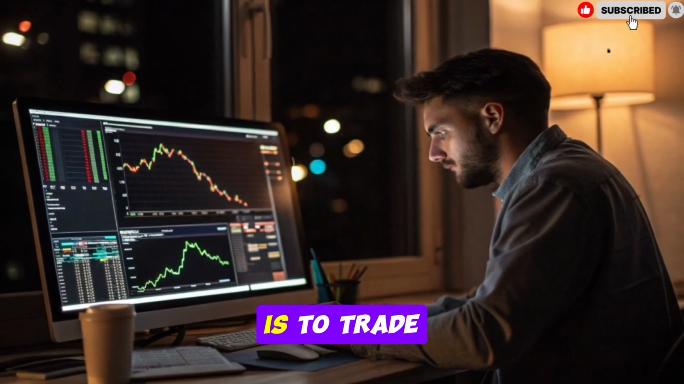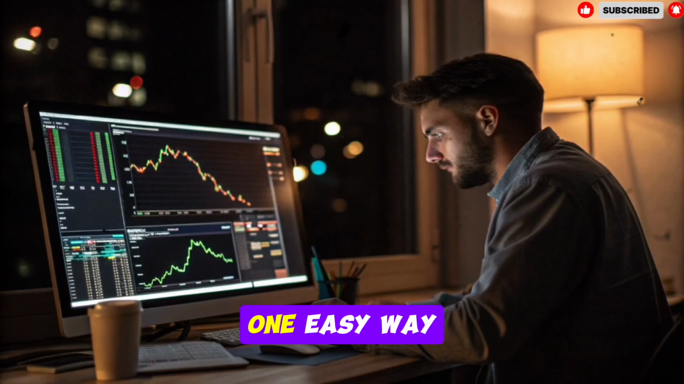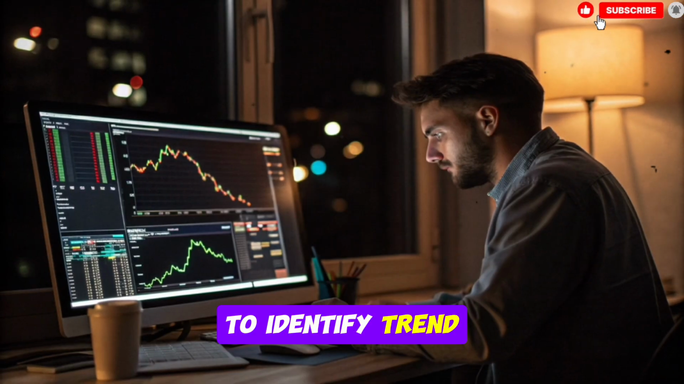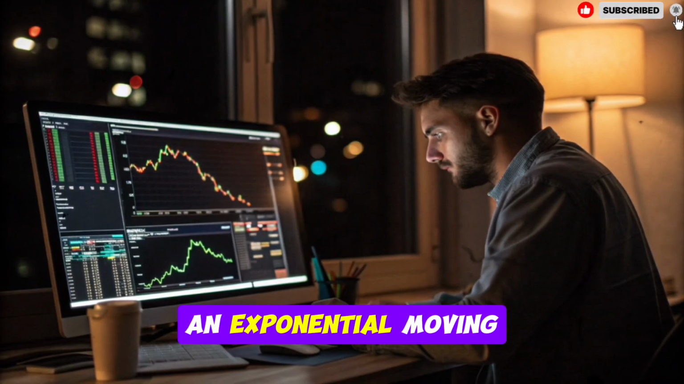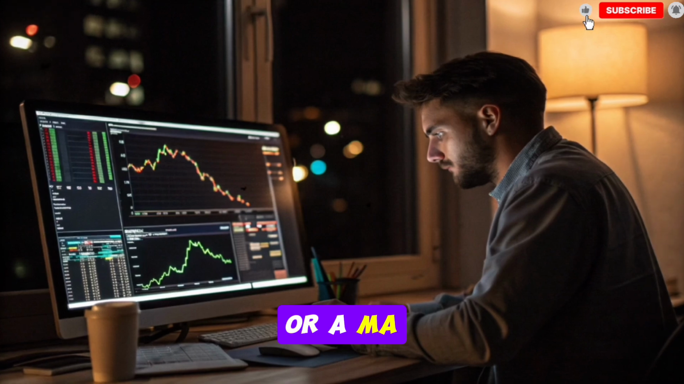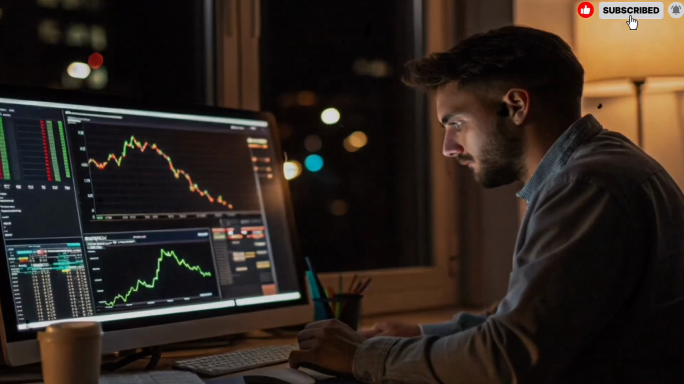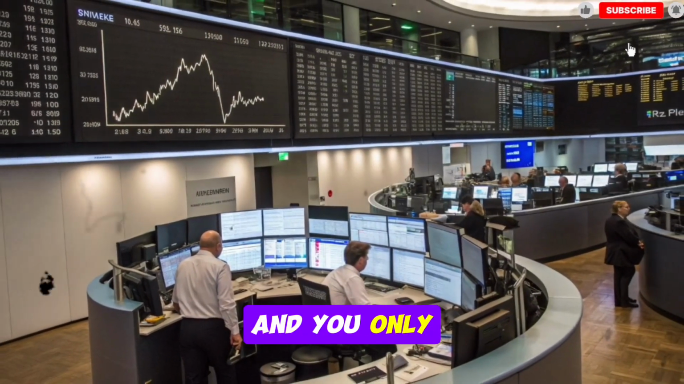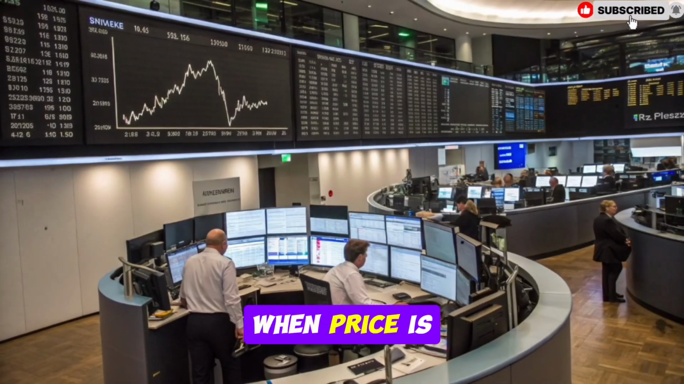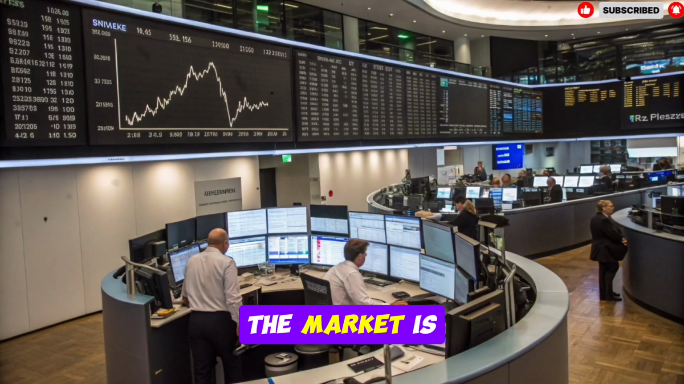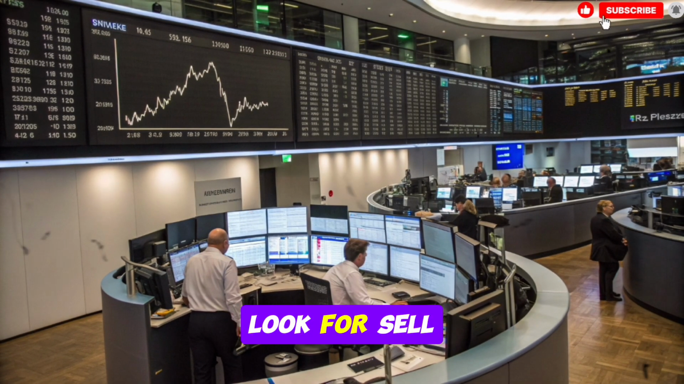The first rule is to trade with the trend. One easy way to identify trend direction is by using an exponential moving average, or EMA. When price is above the EMA, the market is in an uptrend and you only look for buy trades. When price is below the EMA, the market is in a downtrend and you only look for sell trades.